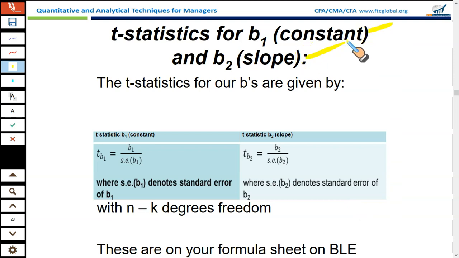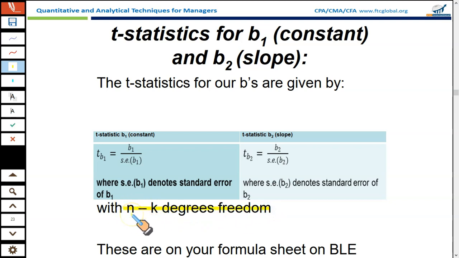These are the components of our equation. So how do we use it? The t-statistic for B1 is B1 upon the standard error of B1, and the test statistic for B2 is B2 upon its standard error. We will discuss this as we proceed. The important point here is that we use n minus k degrees of freedom.